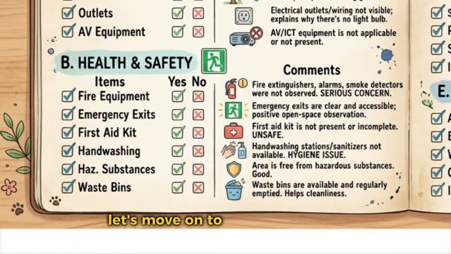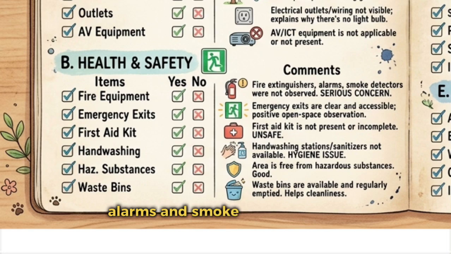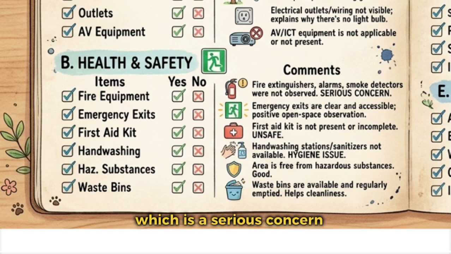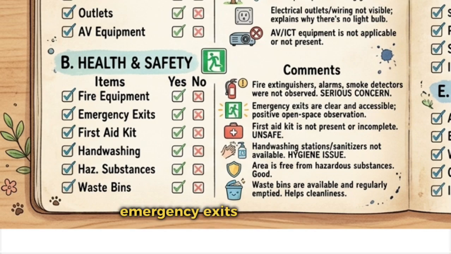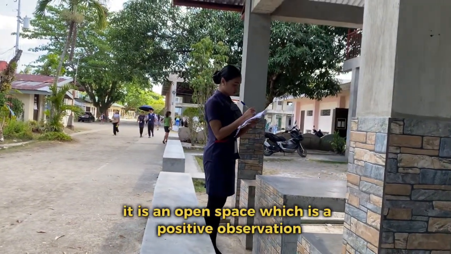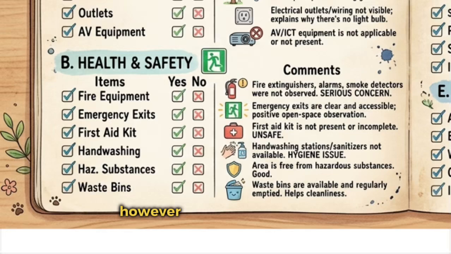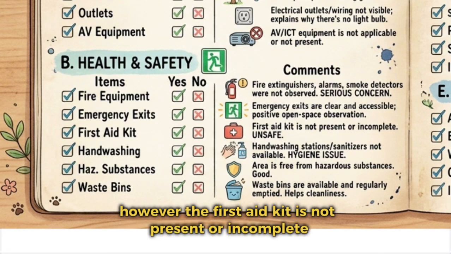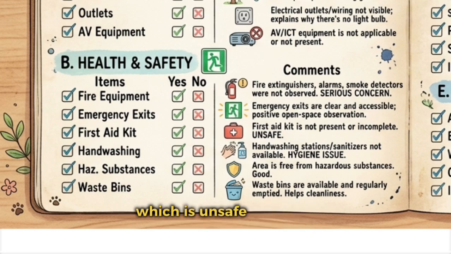Let's move on to health and safety. Fire extinguishers, alarms, and smoke detectors were not observed, which is a serious concern. Emergency exits are clear and accessible since, again, it is an open space, which is a positive observation. However, the first aid kit is not present or incomplete, which is unsafe in case of emergencies.